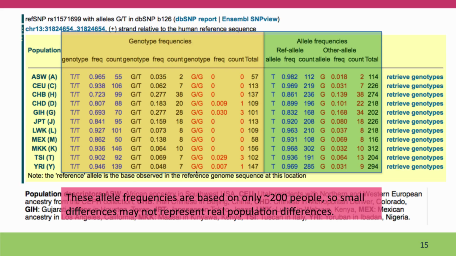who are GG. Now, one caveat for looking at HapMap data is that much of it was determined for relatively small populations. You can see the total numbers of individuals that were tested for their genotypes and their allele frequencies. So most of these numbers are actually less than 200. Most of these numbers are only about 100. What that means is that small differences between populations, between the numbers, may not represent real population differences because there's just chance effects happening when you're dealing with small numbers.